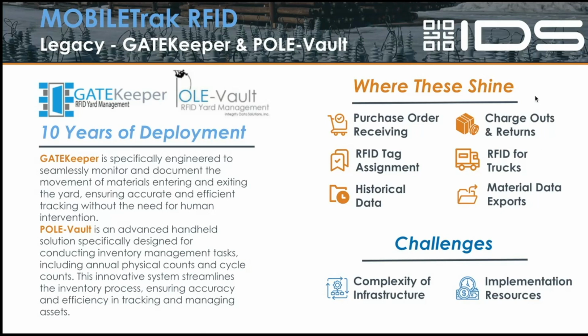There are some supply chain partners that we have that will slap an RFID tag onto an asset prior to shipment, which allows us through some technology to receive that material as it arrives. It has a really good method for assigning RFIDs to assets, both for existing inventory and new inventory coming in. It has a really good use for historical data. We can do some charge outs and returns based on movement of assets as they come in and out.